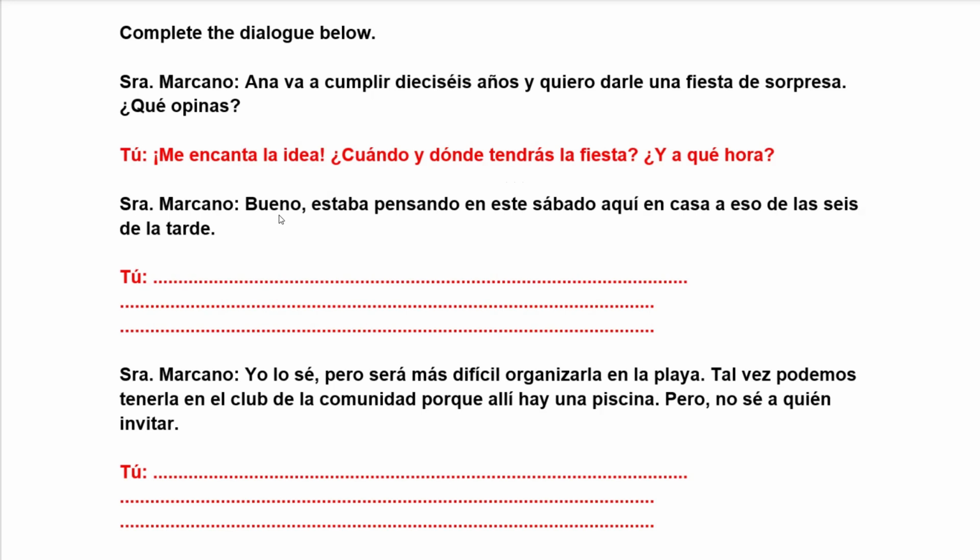And here we have, "Bueno, estaba pensando en este sábado aquí en casa a eso de las 6 de la tarde." Well, I was thinking about this Saturday here at home around 6 in the evening.